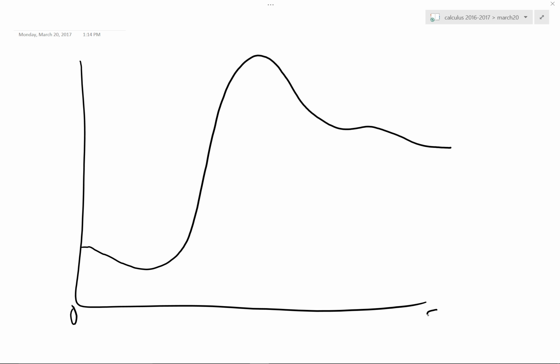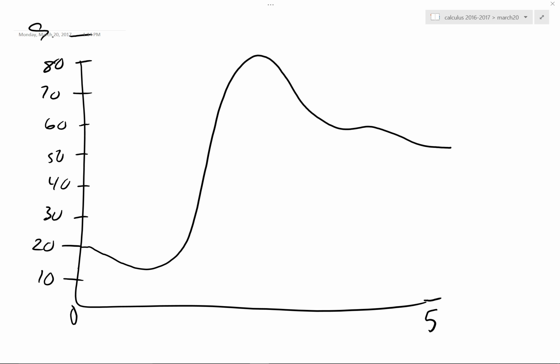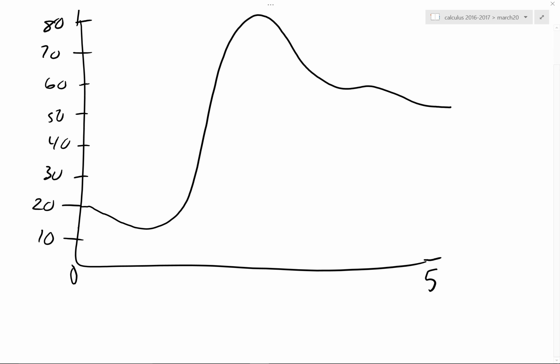0, 5, wait. This is 10, 20, 30, 40, 50, 60, 70, 80, 90, yay! This is the rate of mice per day caught in a trap. I don't know. I just made it up. Who cares? It could be anything. How on earth are we going to integrate this thing?